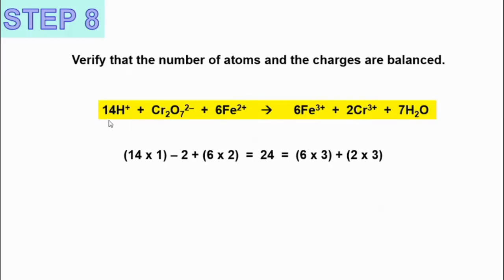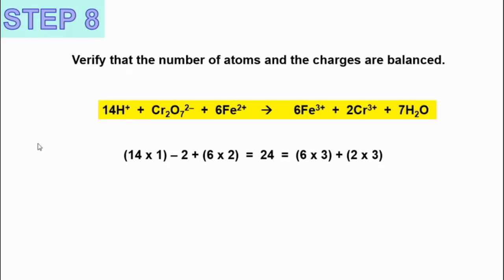First, let's check the number of atoms. There are 14 moles of H on the left side, and on the right side there are 7 times 2, 14. So they are balanced. And then chromium, there are 2 moles of chromium on the left, and here also 2 moles of chromium. And then 7 moles of oxygen here, 7 moles of oxygen, balanced. And then iron, 6 moles of iron, 6 moles of iron. So in terms of the number of atoms, congratulations, they were balanced. Good job guys, good job.